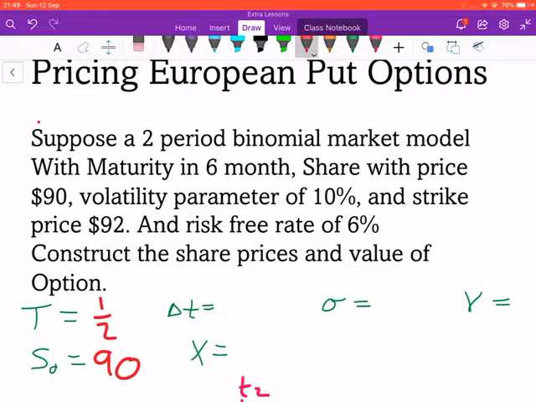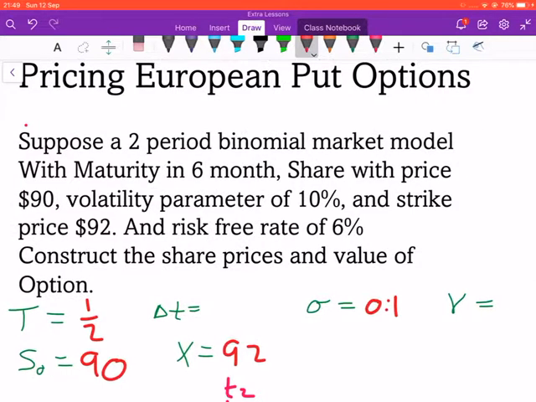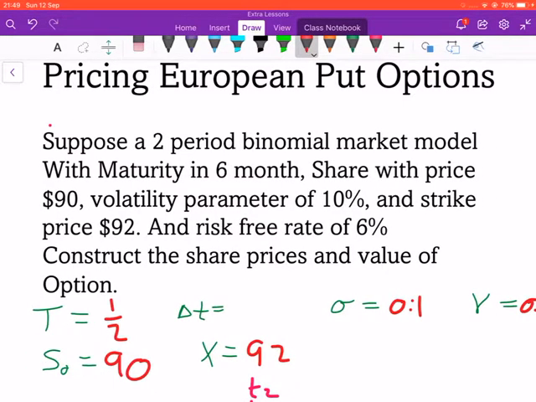This is the price of a share, and volatility of 10%, or you can just write 0.1, with strike price 92 rand, so this is going to be your strike price, and risk-free rate of 6%. So this is R, by the way, it's not something else, just R, 0.06. They say construct the share prices and the values of options, I will just add values of options.